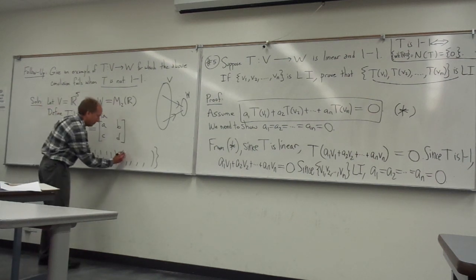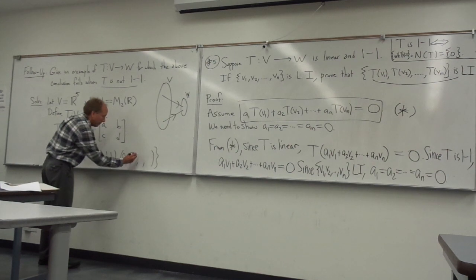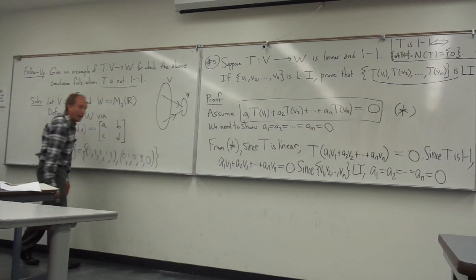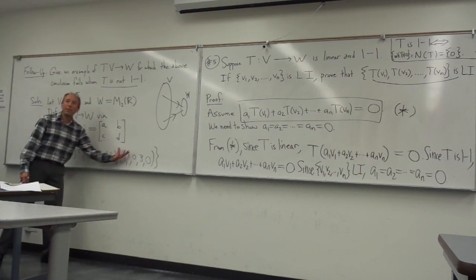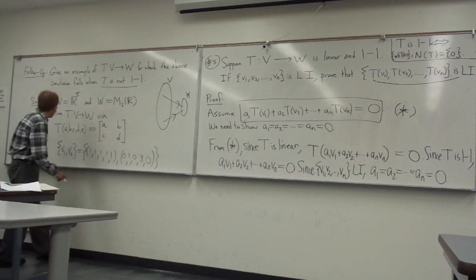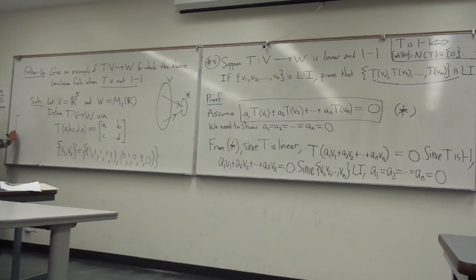0, 1, 0, 3, 0. Like that? Yeah. Okay, great. So these are definitely LI. Now, when we transform those vectors, what will we get? Well, for the first one, we're going to get 1, 1, 1, 1. And for the second one, we're going to get 0, 1, 0, 3.